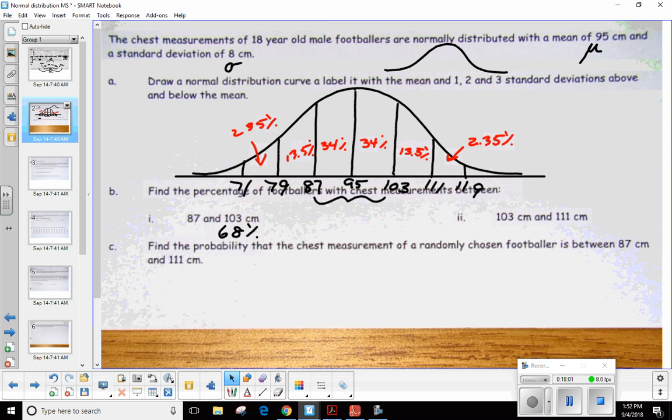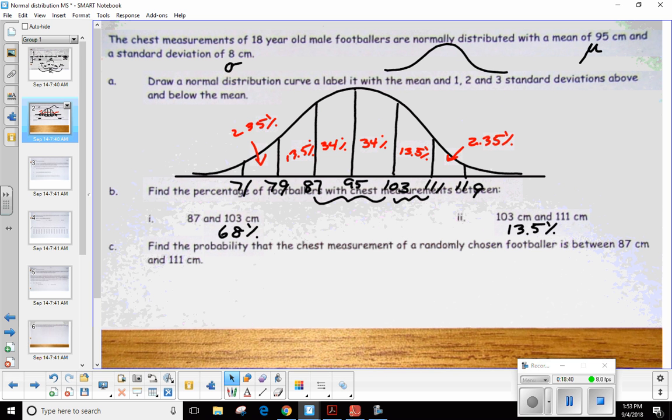Is everybody okay with this? Okay. All right. Well, let's try this one. Find the percentage of footballers with chest measurements between 103 and 111. There you go. So only 13.5% of all these guys whose chests were measured should fall between 103 and 111 centimeters. How hard is this? Easy, right? If you know that curve, it's going to be so simple. Remember, it's 68, 95, and 99.7. That's the only one you have to know.